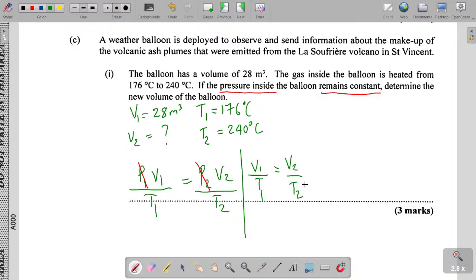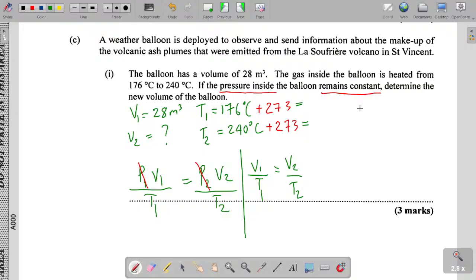Now, in order to use this equation, we know that we're dealing with absolute temperatures, and absolute temperatures must be in Kelvin. So in order to convert, we know that we should add 273 to each of the values to get it to Kelvin. Right? So when we add 273 to each of these values, we should get it to Kelvin.